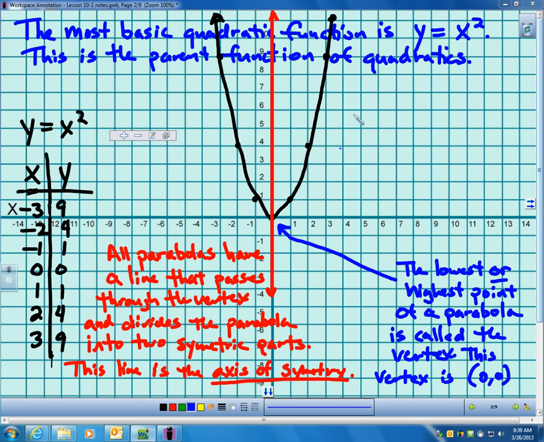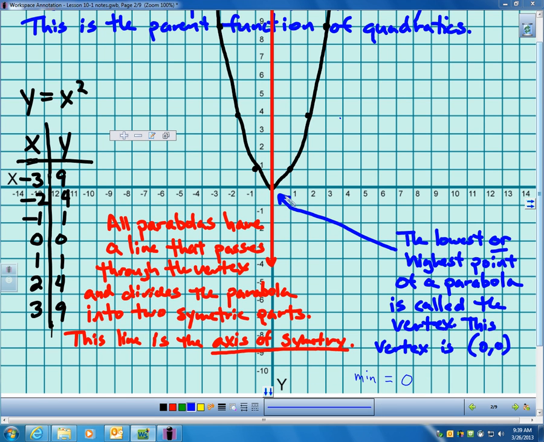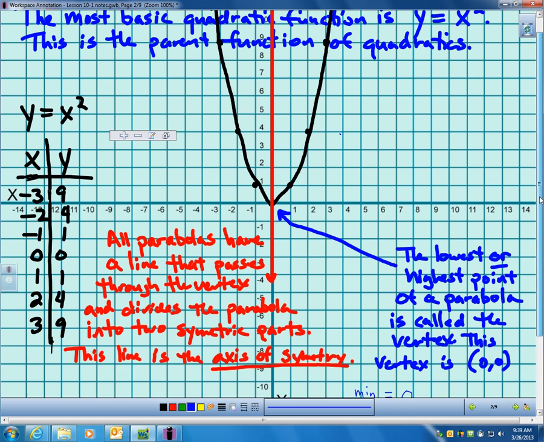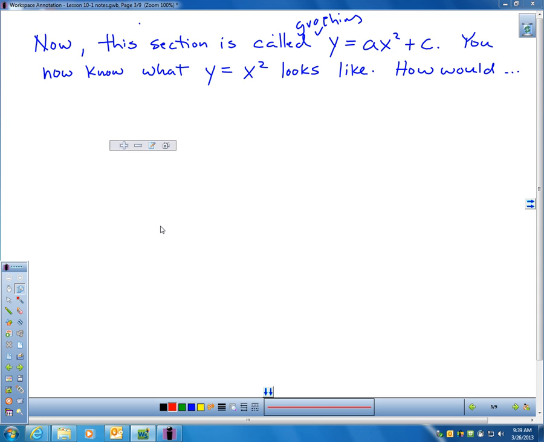So this parabola, the parent function, I drew it. It has a vertex at (0, 0). It has a minimum value at 0, and it has an axis of symmetry, and that axis of symmetry is at x equals 0. Maybe I should write that equation down. The axis of symmetry for this is at x equals 0. This is the line, remember, x equals 0. All right? Now, what I want to spend some time on next is in this section.